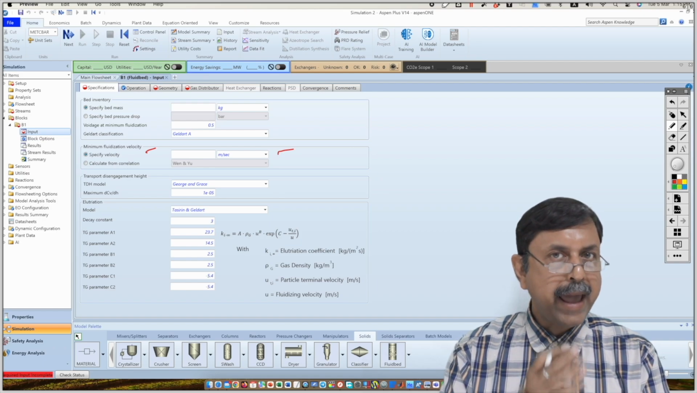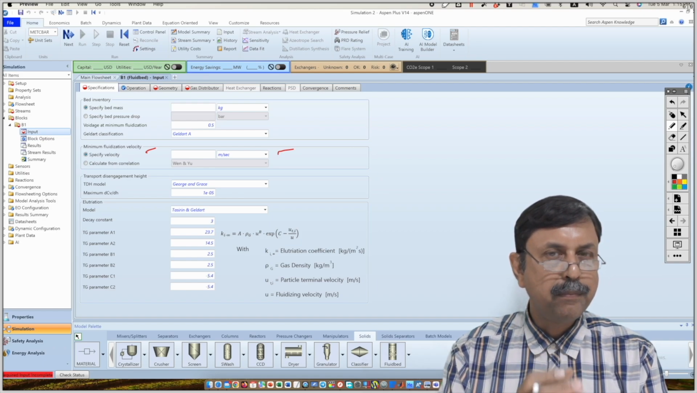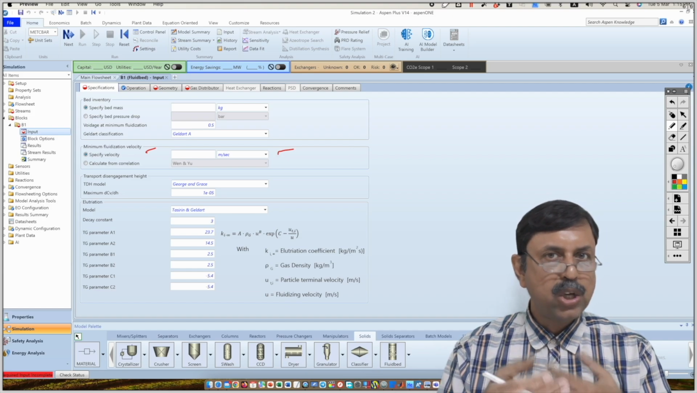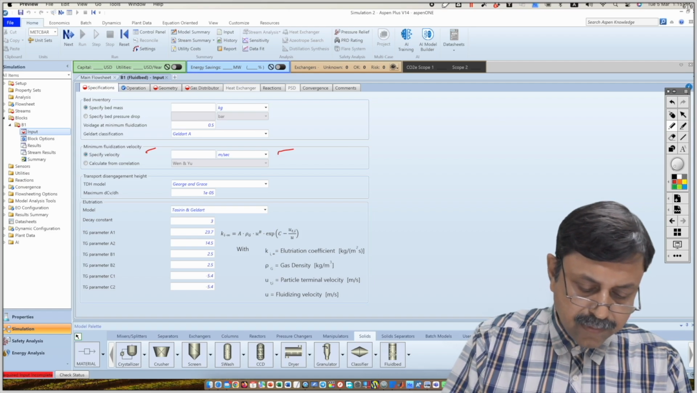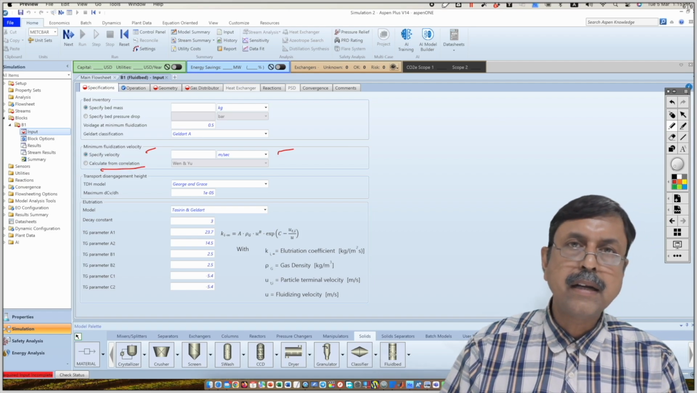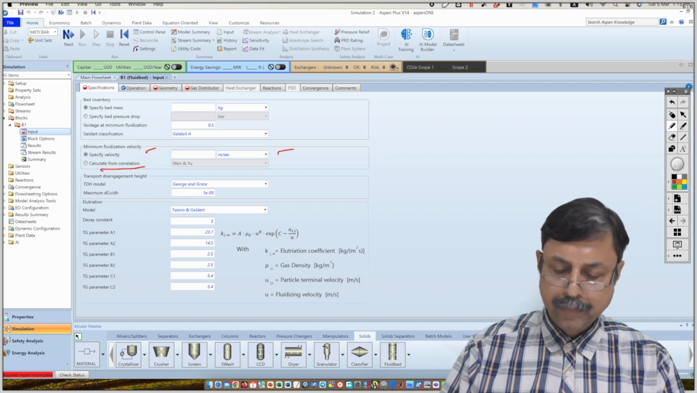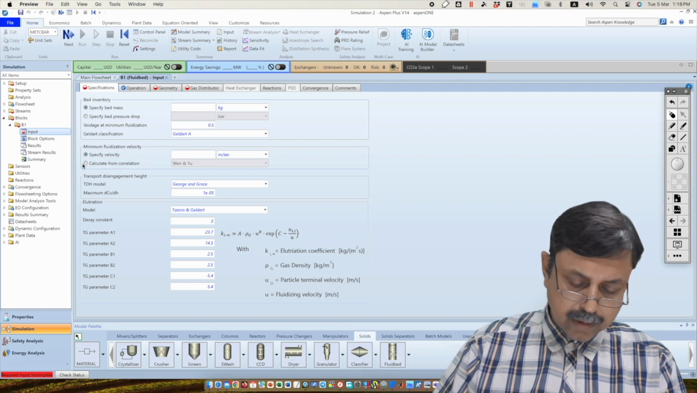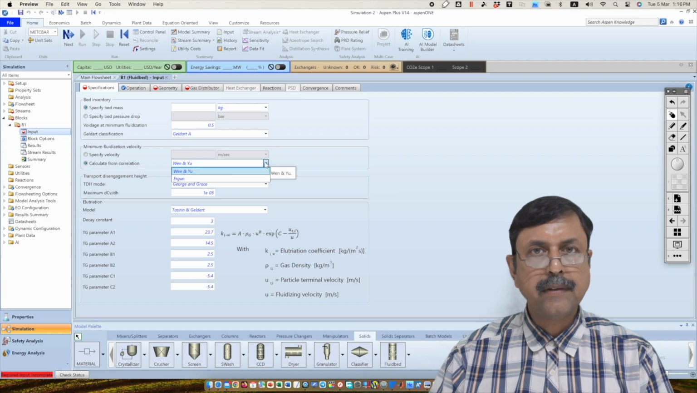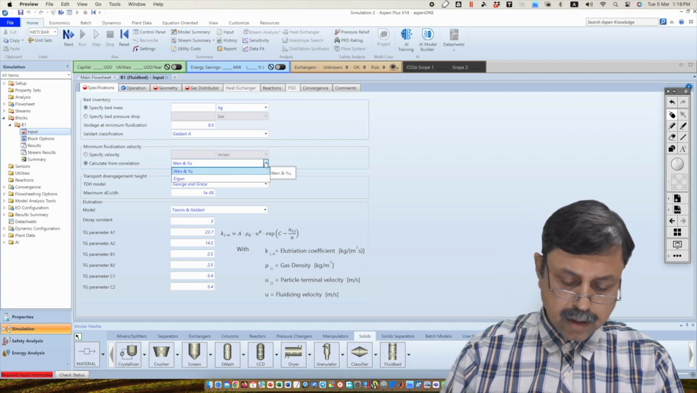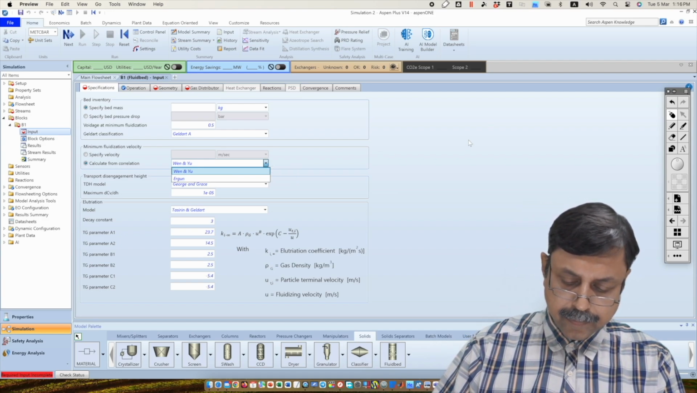Now, if you have the information of minimum fluidization velocity, you have to directly specify it, or that minimum fluidization velocity can be calculated from some correlation. What are those correlations? There are 2 correlations. One is by Wen and Yu, and another is by Ergun. These are the 2 correlations that can be specified.